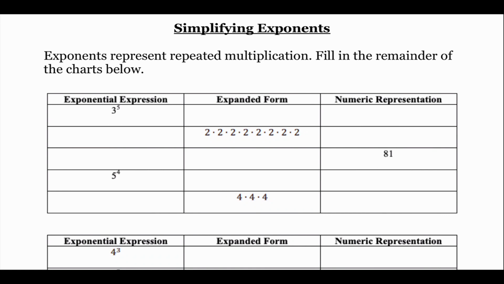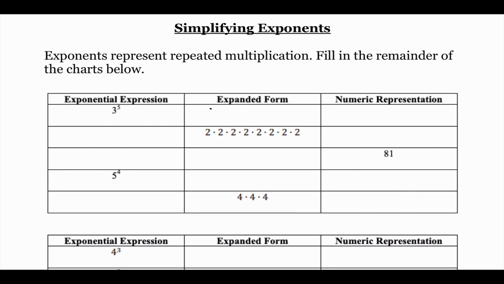3 to the 5th power means you're going to multiply the base 5 times. 3 times 3 times 3 times 3 times 3, 5 times, right? What does that equal? 243. All of those are the same. 3 to the 5th is the same as 3 times 3 times 3 times 3 times 3, which is the same as 243.